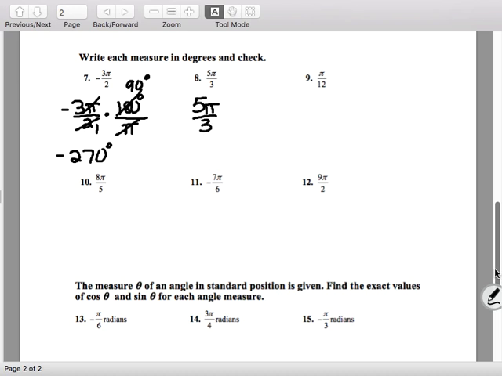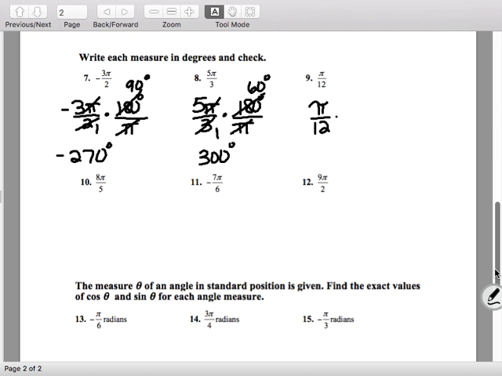5 pi over 3 is radians, because there's no degree symbol. I want degrees, so degrees are going to be in the top. So I'm going to multiply 5 pi over 3 times 180 over pi. I can cancel the pi's, and then 3 goes into 3 once, 3 goes into 180 60 times. 5 times 60 is 300 degrees.